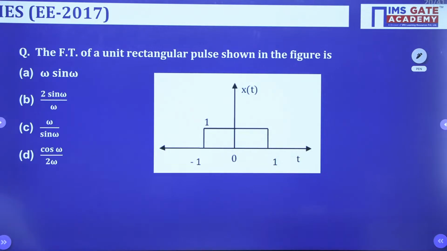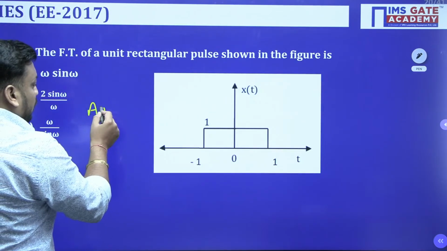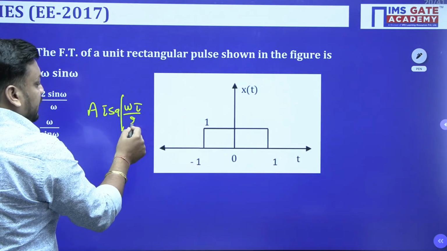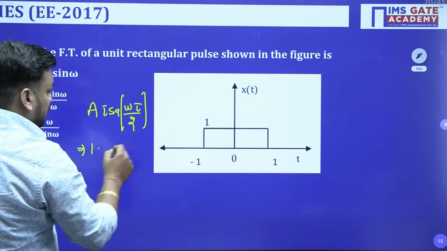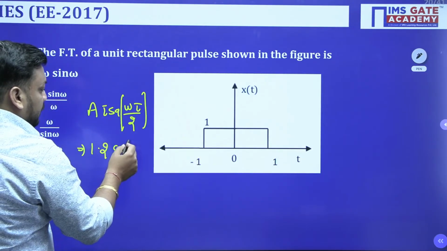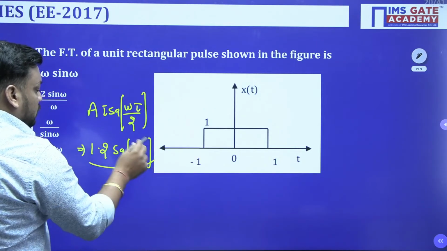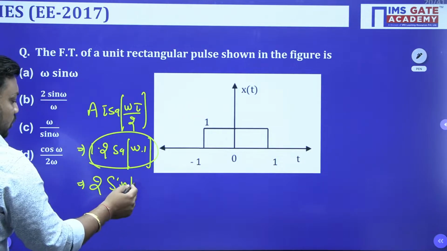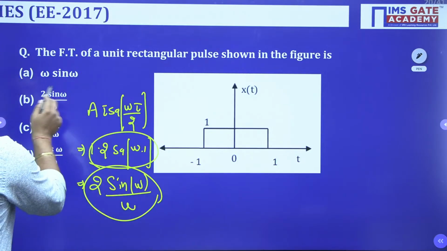Very nice, B for Bombay only. Kamran, well done. You just need to compare A tau sampling of omega tau by 2. So what is A? A is nothing but 1, sir. Tau is nothing but minus 1 to 1, that means 2. And sampling of omega tau by 2 is nothing but 1 only. So 2 sampling omega is your answer. And how does the sampling open? It will be sin omega upon omega. So 2 sin omega upon omega, that means option number B for Bombay.